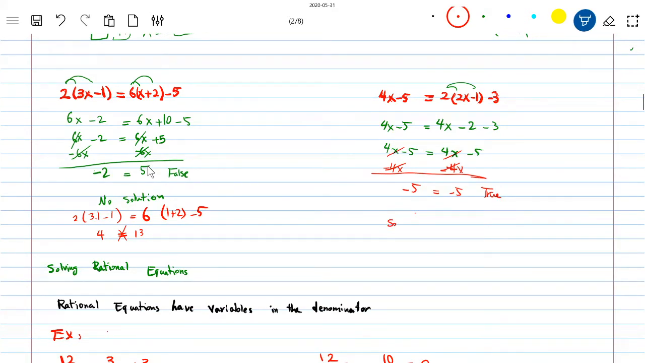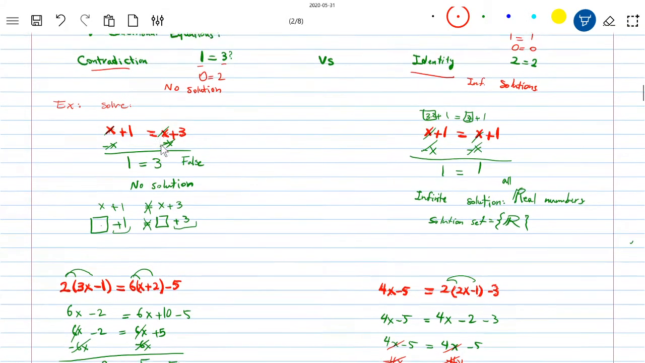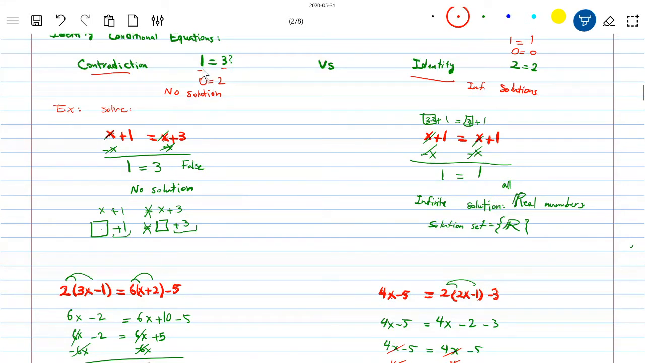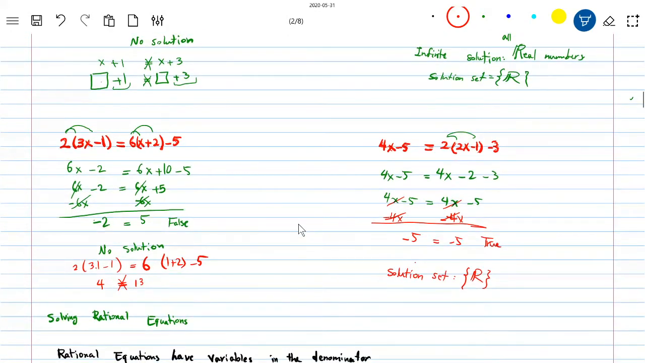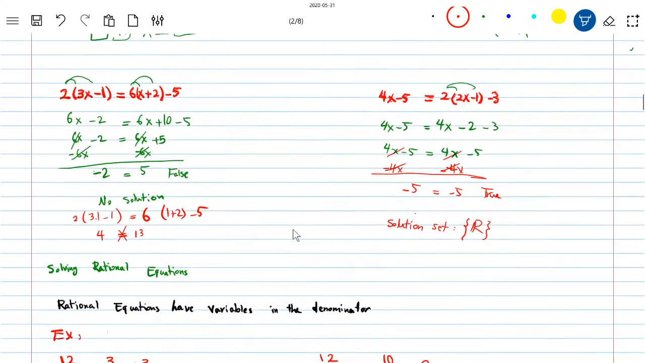So what is my solution set? Infinite solutions. Okay, all real numbers. You can try every number and it's still going to satisfy this equation. It's not any different from solving an equation. It's just that you end up with either a contradiction, something like 1 equal to 3, or you'll end up with an identity, 2 equal to 2, 1 equal to 1. In those cases, you have either no solution or infinite solutions.